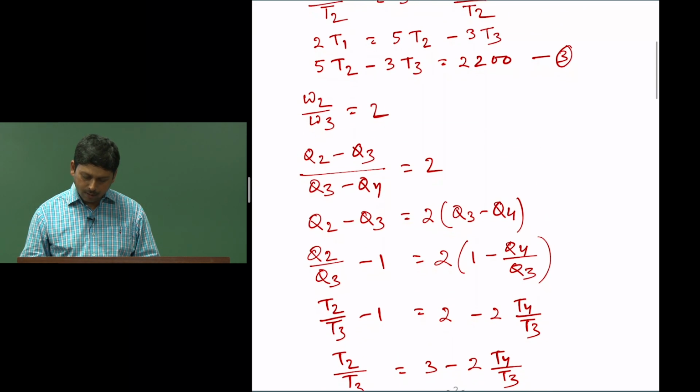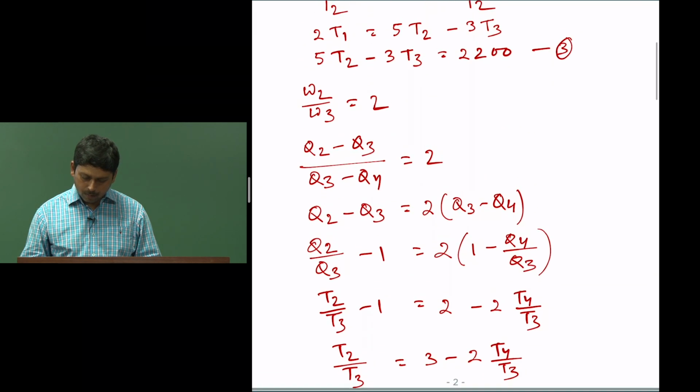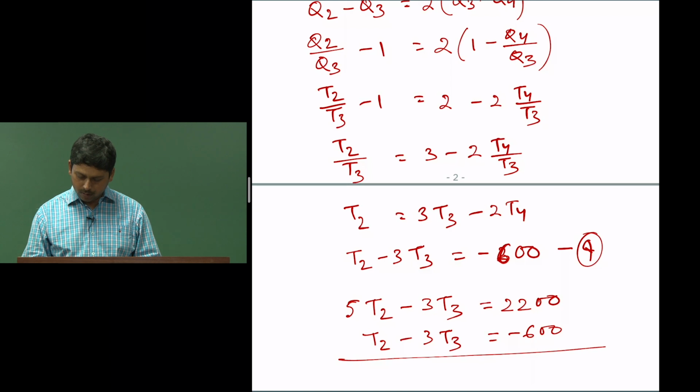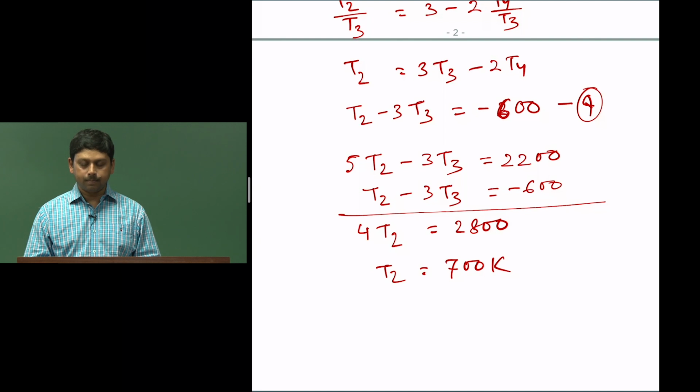Equation 3 is 5 T2 minus 3 T3 equal to 2200, and T2 minus 3 T3 is equal to minus 600. So, subtracting we will get 4 T2 is equal to 2800, or T2 as 700 Kelvin.